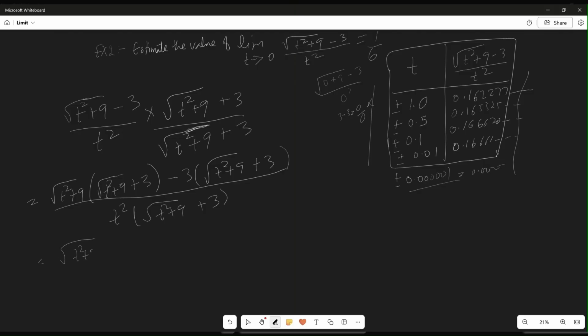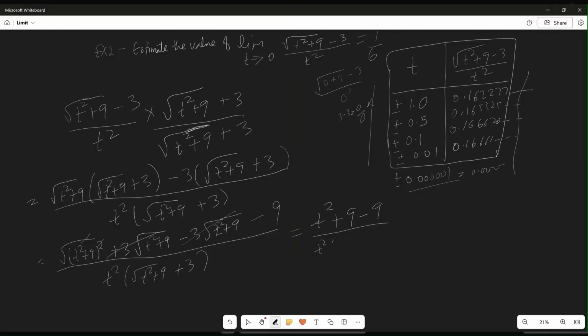t squared plus 9. Okay, and as you can see, we can cancel these out, the same negative and positive, and this square root cancels out with this, and what we end up with is t squared plus 9 minus 9 over t squared plus 9 plus 3. And again, the nines cancel out, so we end up with t squared over t squared plus 3, and these cancel out as well. And here we go. We end up with 1 over the square root of t squared plus 9, plus 3.